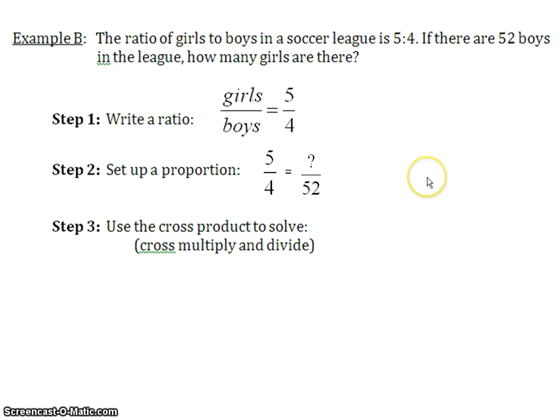Now we're going to use the cross products to solve. The method that we're going to use is called cross multiply and divide. There are only two numbers that are crisscross from each other, which are 5 and 52. So we're going to take 5 times 52, and we're going to divide that product by 4. How many girls will that come out to be?